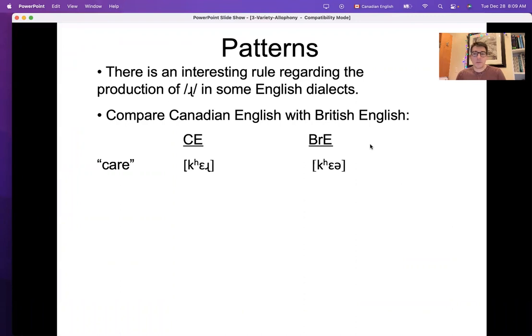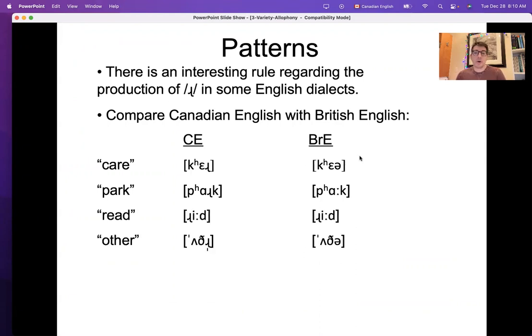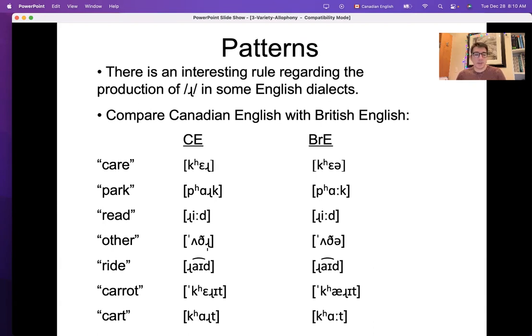So one of the things to mention about the pattern is there is an interesting rule regarding the production of R's in some English dialects. For example, in Canadian English, you say care with an R, instead of care without it as in British English, park instead of park, read, which is the same here, other instead of other, ride, again the same pattern, carrot instead of carrot, and finally cart instead of cart.